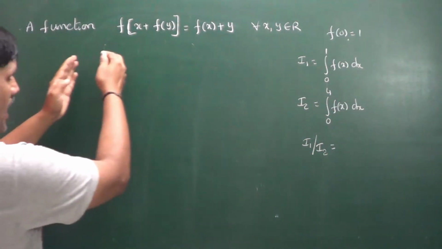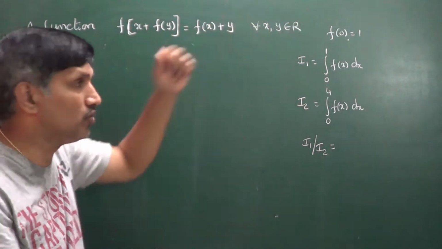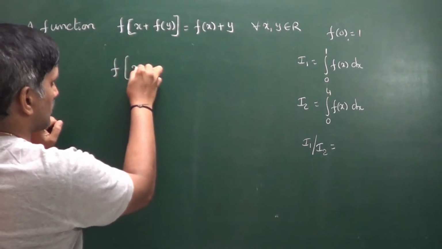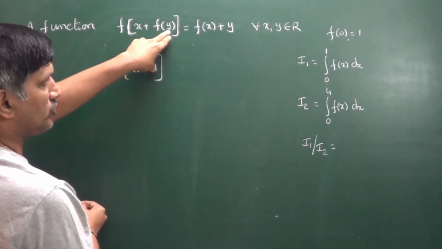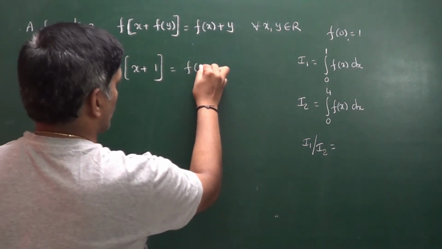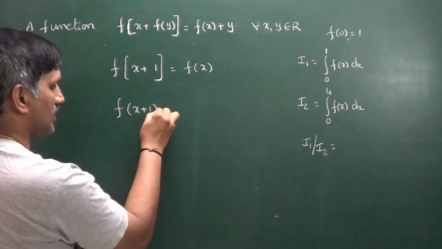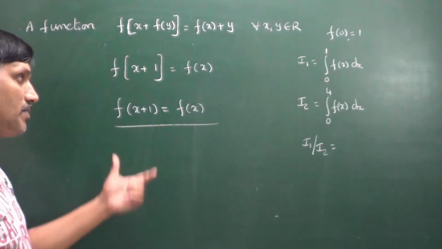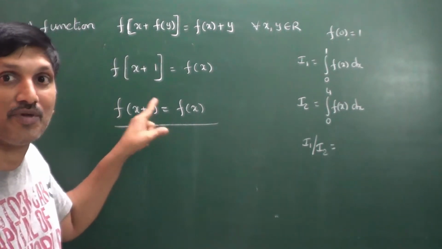Now you can observe here, I am putting y is equal to 0, because you know the value of f of 0. If you put y is equal to 0, what happens? F of x plus 1, because f of 0 is given as 1, f of x plus 1 is equal to f of x. That's enough. That is the information required. F of x plus 1 is equal to f of x we got. So what is the meaning of this? It is a periodic function with period 1.